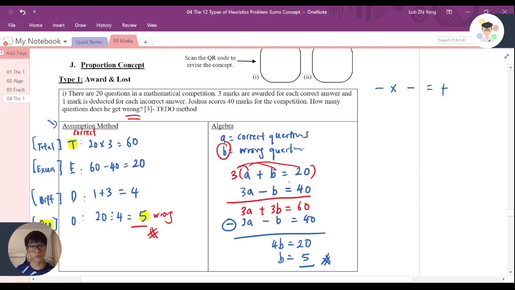And I believe a lot of you might have noticed already that what we are doing in the assumption method is exactly the same as what we are doing in algebra. We times 3 here, that's why we times 3 here. We minus 40 here, because you can see that we minus 40 here. And we add 1 plus 3, which is the 3 plus 1 here. And we divide by 4, which is what we're dividing here. Actually, the assumption method and algebra are the same. You're doing the same thing to solve the question, but it looks different.